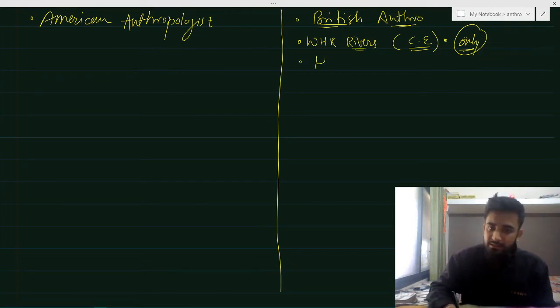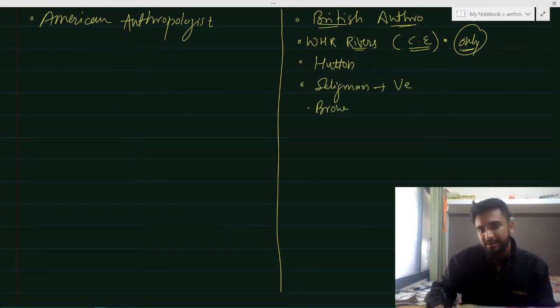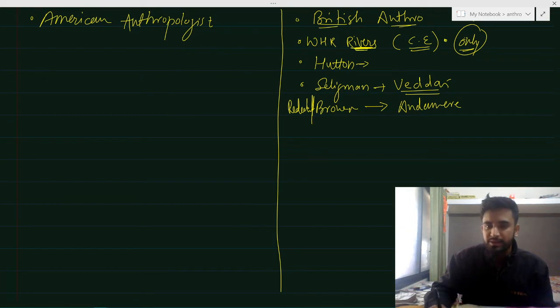Then there is Hutton. Next is Brown and Seligman. Seligman studied Vedas, and Brown, Radcliffe Brown, he studied Andamanese. Rivers and Hutton have also made certain contributions to Indian anthropology, and we are going to deal with it in the further part.